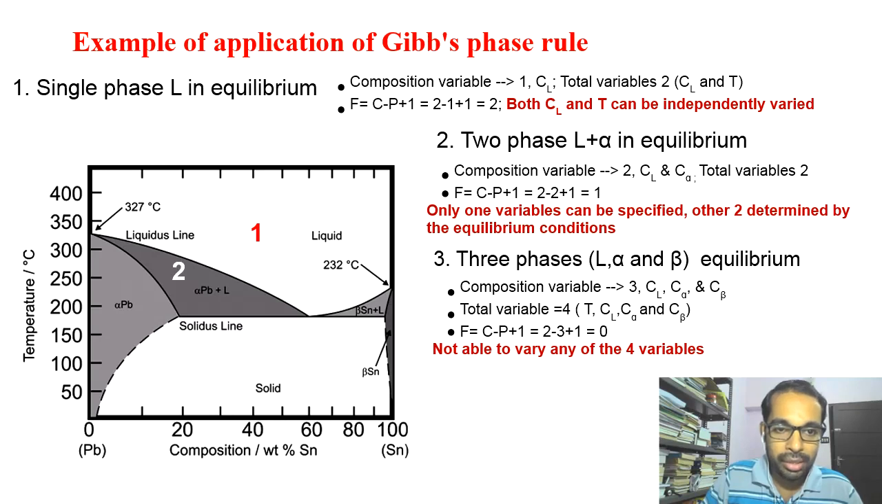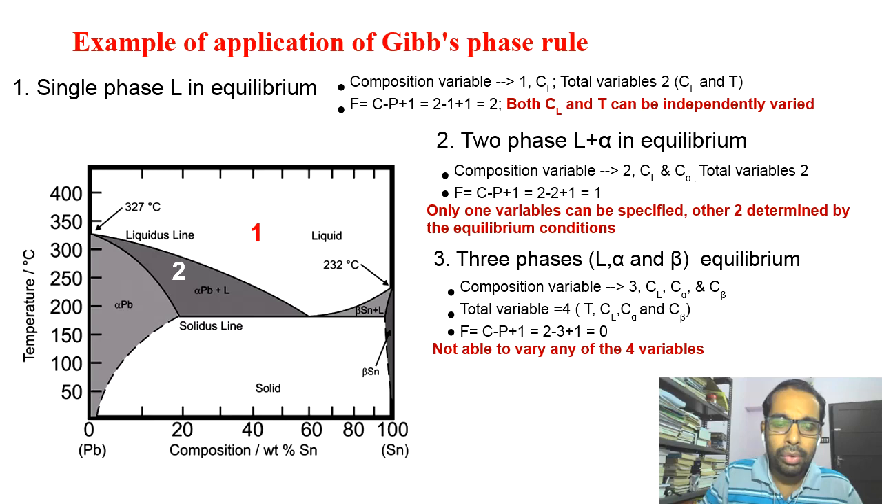I represented that equilibrium state as 1, in red font, and 2 represents an equilibrium between alpha plus L. So the solid-state lead is in equilibrium with the liquid phase in that region, and on the right-hand side you can see beta plus L, where the liquid phase is in equilibrium with the solid tin, and so on.